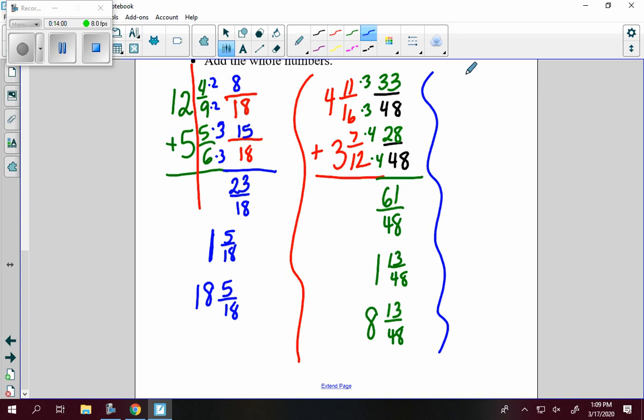So if you have 8 and 7/8 plus 2 and 5/6, go ahead and pause. Figure it out and come right back.